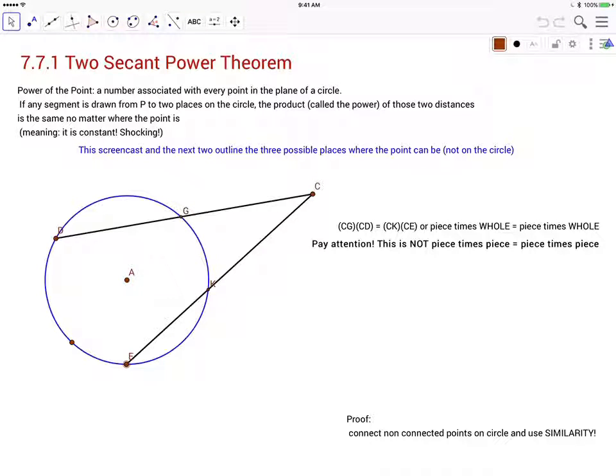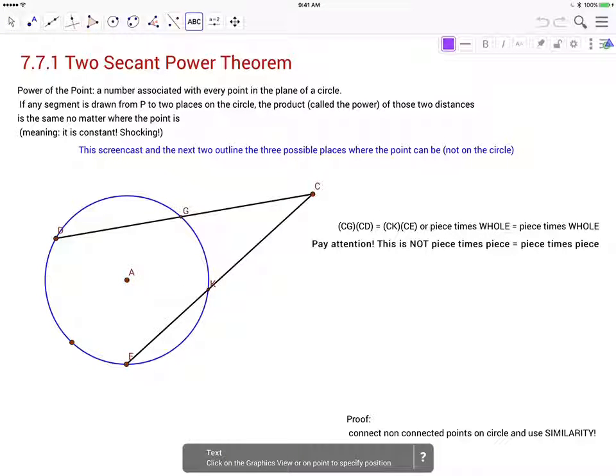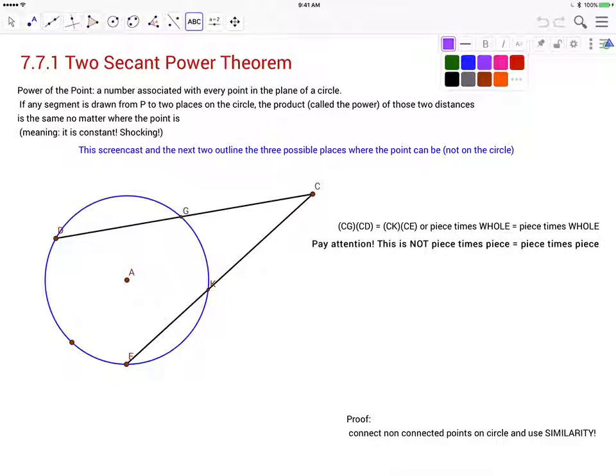Okay, chapter 7.7, or section 7.7, which is called the power of the point theorems. And there are three. We're going to take each one in a separate screencast. And as you see at the very top here, we have this thing called the power of the point. And what's really very cool, the power of the point, is a number associated with every point in the plane of a circle. So any point, in this case, let's think about C.